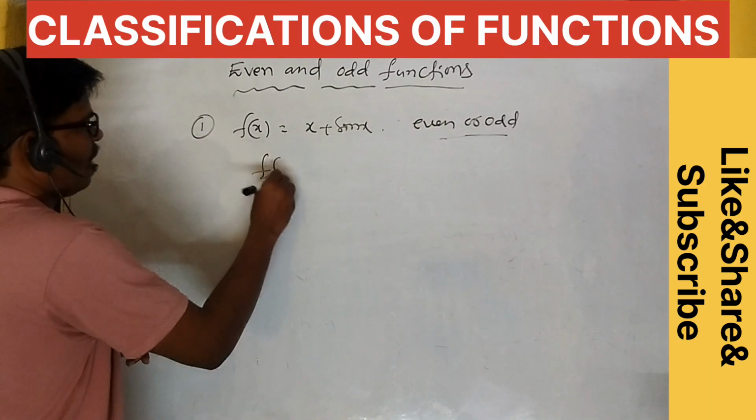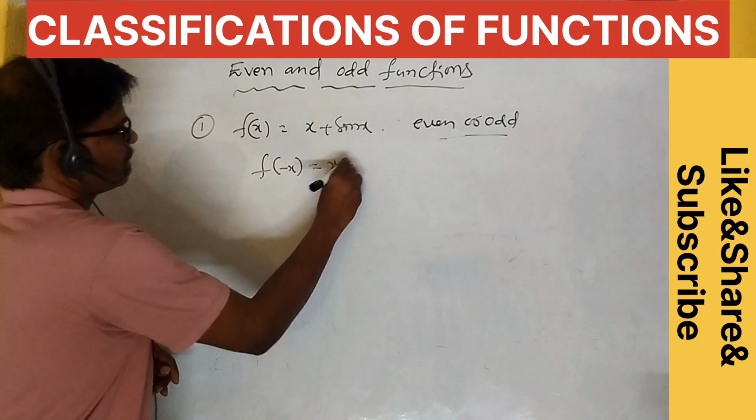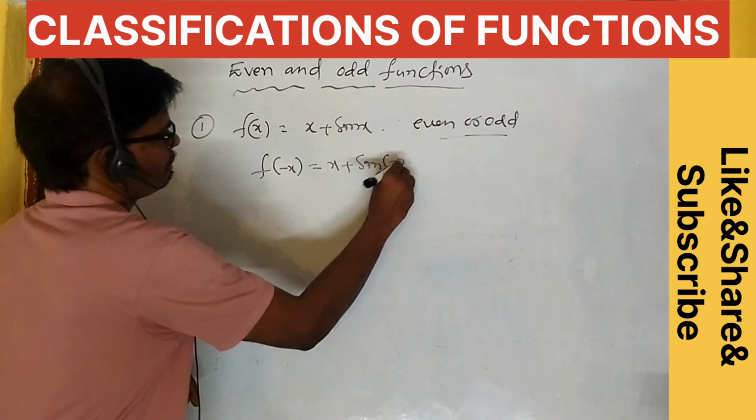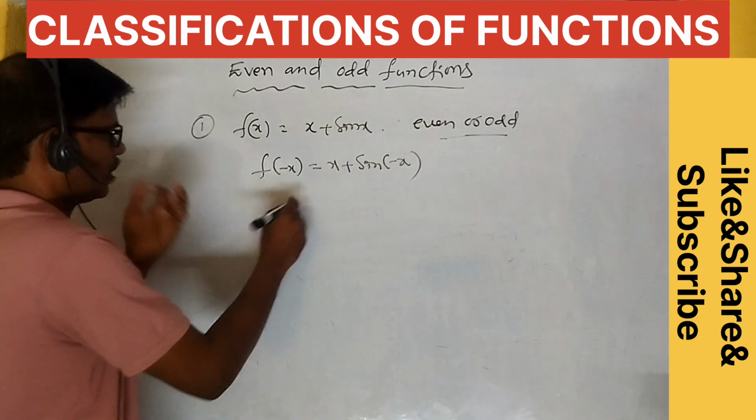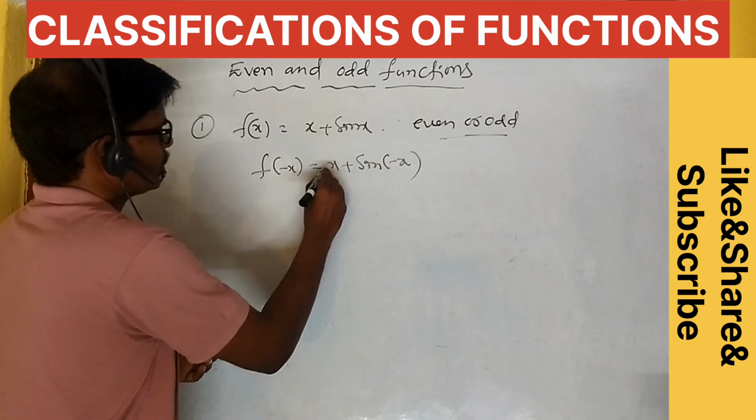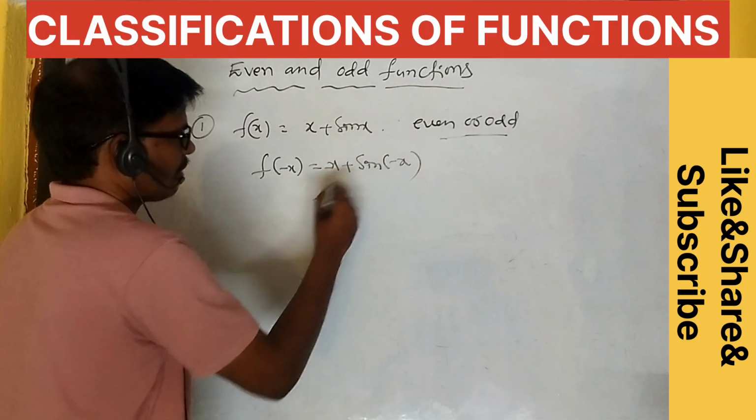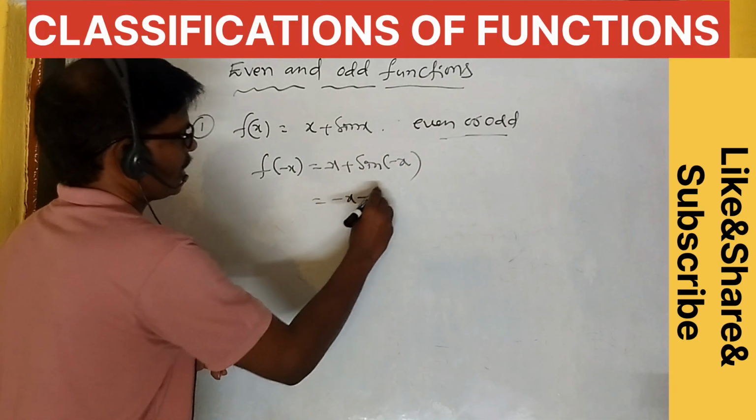Okay, find f of minus x equal to minus x sin of minus x. Sin of minus x. Okay, f of minus x is equal to, this is the minus x. Next, sin of minus x is equal to, that is also minus sin x.